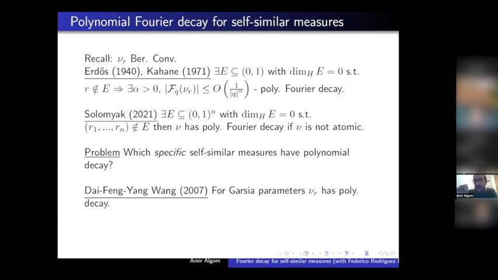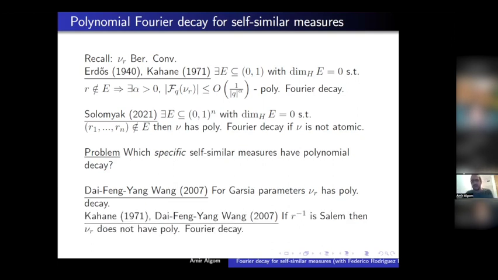On the other hand, you can think that maybe the Pisot property is the only issue that can arise, but that's not the case. This was shown by Kahane, and then also in the same paper of Dei Feng and Wang. If the parameter is Salem, then you do not have polynomial Fourier decay. And let me just mention that the question of polynomial Fourier decay for Bernoulli convolutions is especially important because of its relations with the absolute continuity problem. Okay, so that's about polynomial Fourier decay.